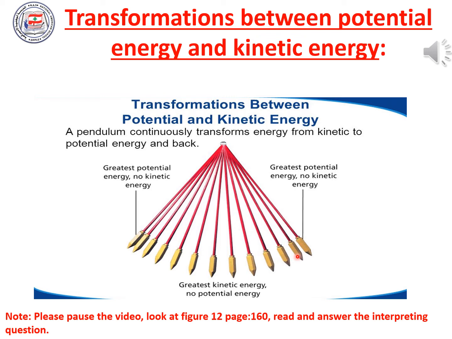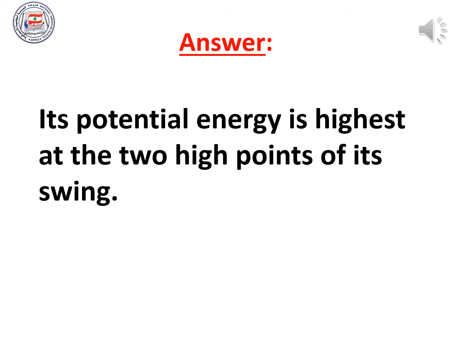Now please pause the video, look at figure 12, page 160, read and answer the interpreting question. The answer is that its potential energy is highest at the two high points of its swing. So when the pendulum is swinging, it has two high points, to the left and to the right. At its highest points, the potential energy is highest.